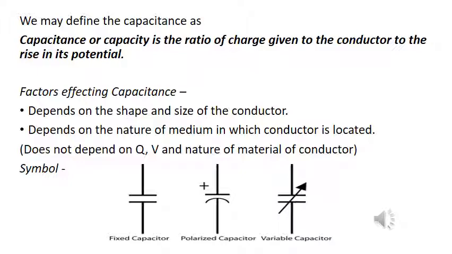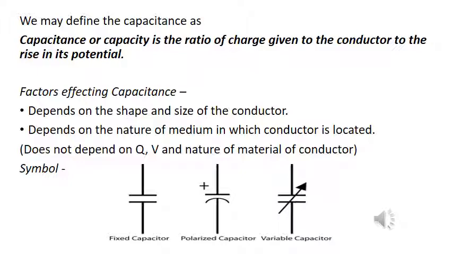There are some factors affecting the capacitance. First, capacitance depends on the shape and size of the conductor, and it also depends on the nature of the medium in which the conductor is located. It doesn't depend on the charge given to the conductor or rise in its potential or nature of the material of the conductor. The symbols of the capacitance are given here.